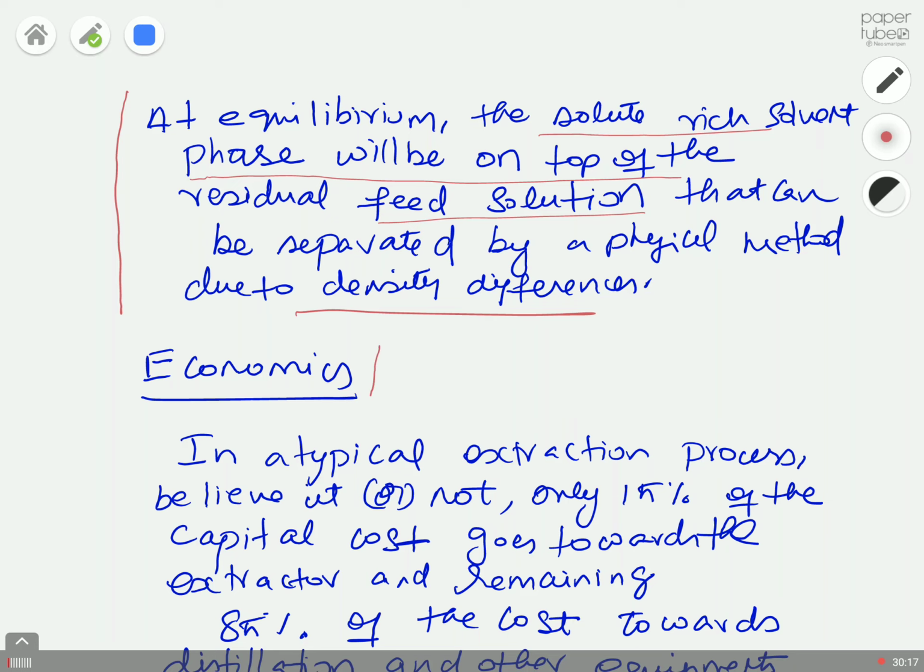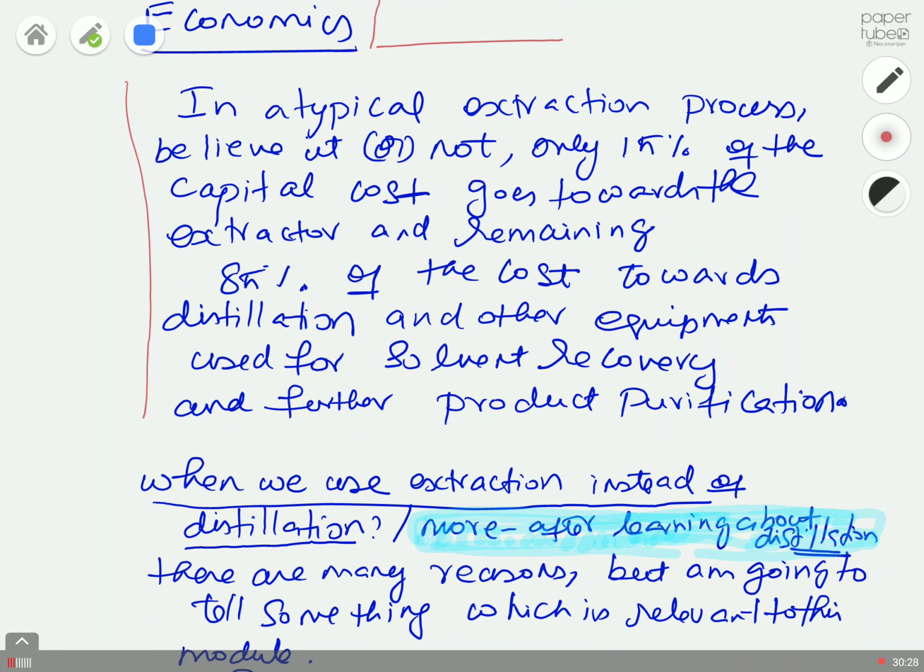And a bit of economics. This is a good time to talk about the process economics involved in extraction. As I said, whenever you talk about liquid extraction, whether you believe it or not, 15% of the money that you spend goes for your extractor. You buy the extractor and do the job, and then once you finish your extraction process, you have to go for solvent recovery, product purification, and so many other things. For that you have to invest the remaining 85% of your cost.